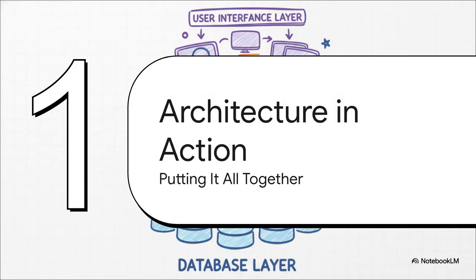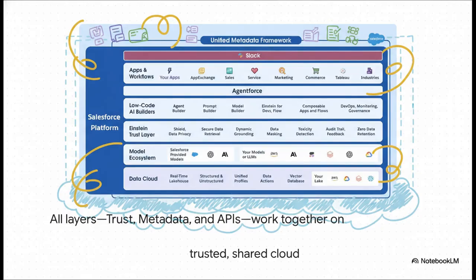Okay, we've looked at the individual layers, the trusted, multi-tenant cloud, the metadata framework, and the API connections. Now, let's pull the camera back a bit and see how they all work together in one big integrated system. And we're back to our layer cake. It all starts with that trusted shared cloud at the bottom. Built on top of that is the metadata framework and the Data 360 engine. Connecting all of it is the API layer.